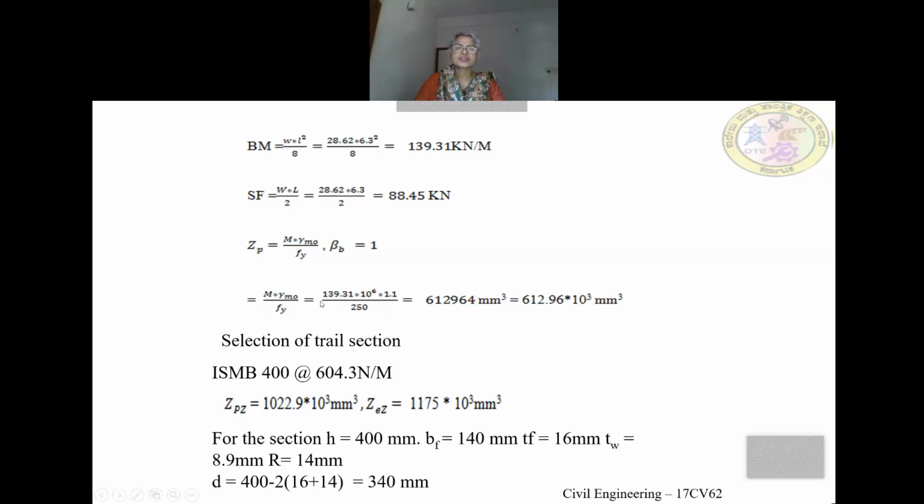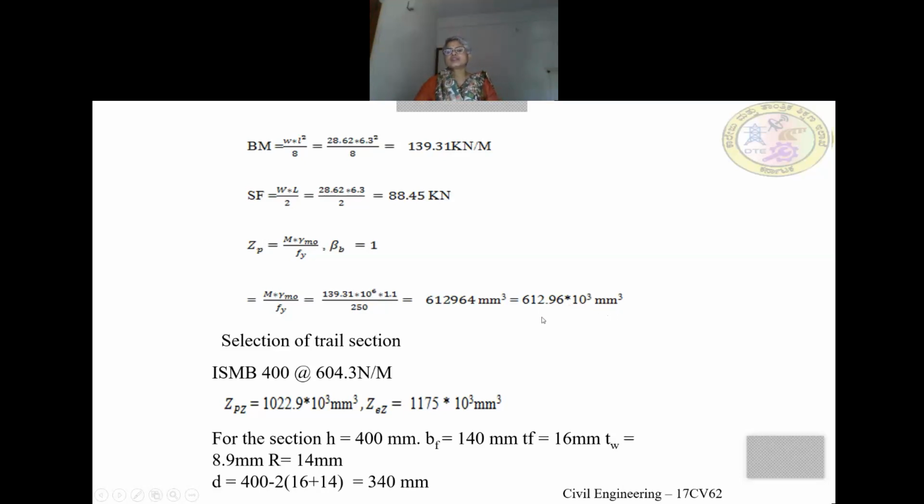So, substituting the value of moment, that is 139.31 into 10 power 6, converting it into Newton mm, gamma m naught is 1.1, the partial safety factor, divided by yield stress 250, which is equal to 612,964 mm cube, or 612.96 into 10 to the power of 3 mm cube.